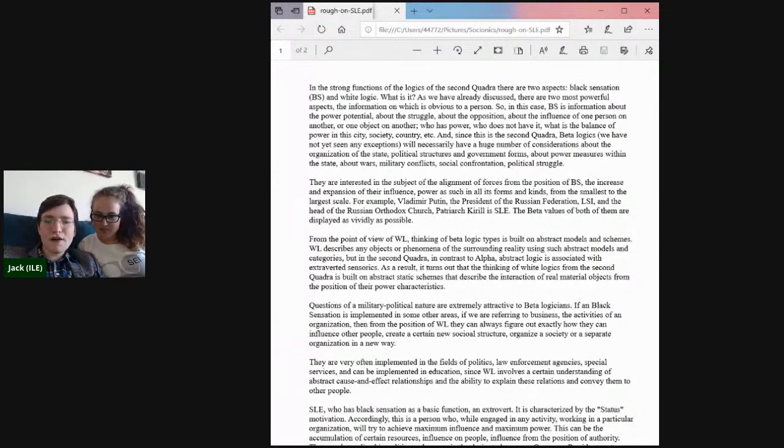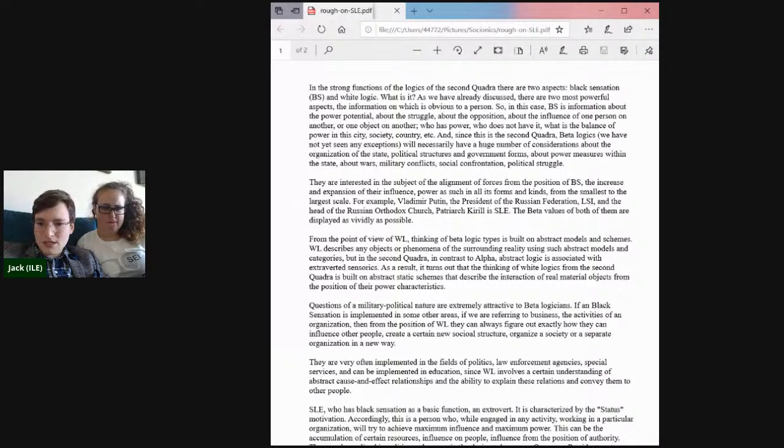Okay, so in the strong functions of the logic of the second quadra, so that's basically the beta quadra, right? There are two aspects. One is black sensation, so like extroverted sensation, and the other is white logic, so introverted logic. So what is that? So as we've already discussed, there are two most powerful aspects. The information which is obvious to a person. So in this case, black sensation is information about the power potential, about the struggle, about opposition. So struggling, about different power struggles with people, that sort of idea.